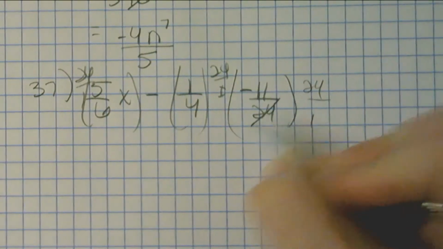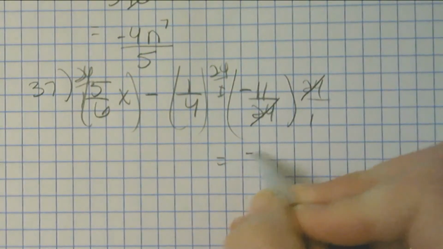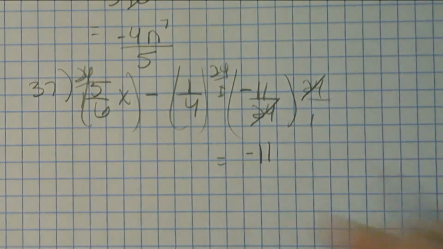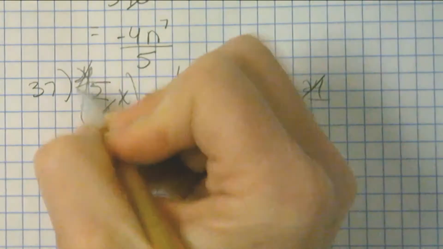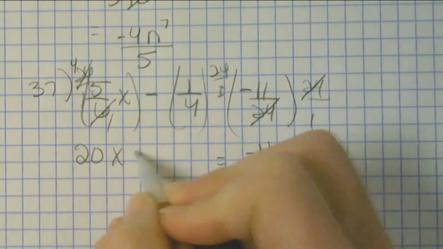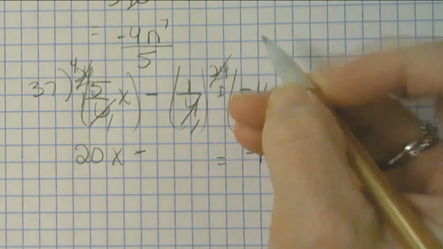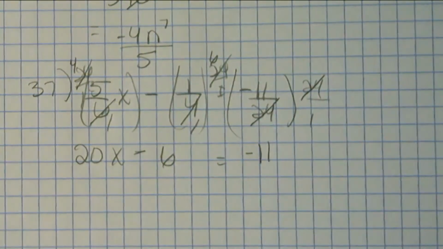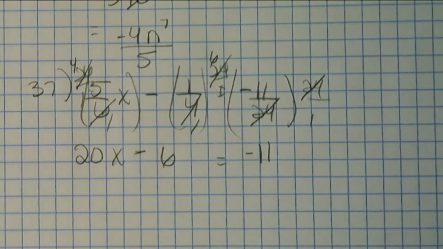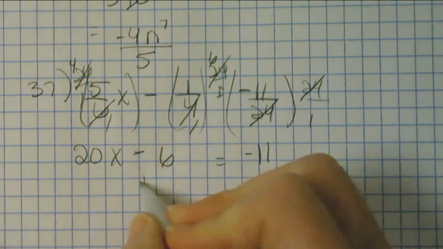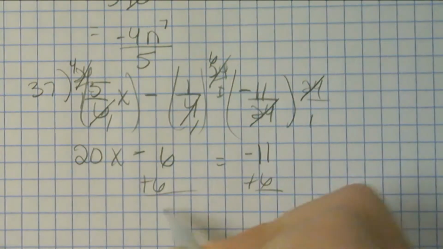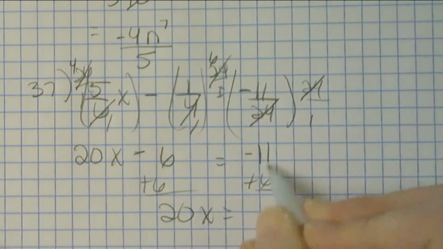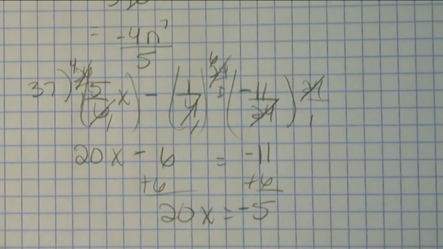So the 24's divide out on that right side, so I end up simply with a negative 11. On the left, the 6 divides out and the 24 becomes a 4. So I have 20x minus 4 divides out, the 24 becomes a 6. Minus 6 is equal to a negative 11. I think I did that right. All right, so now I'm just going to add 6 to both sides. So I have 20x is equal to a negative 5.